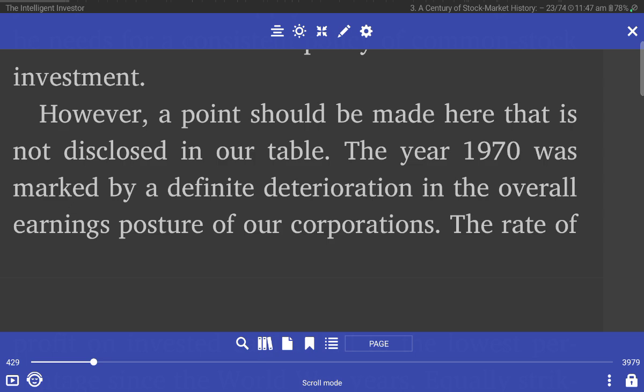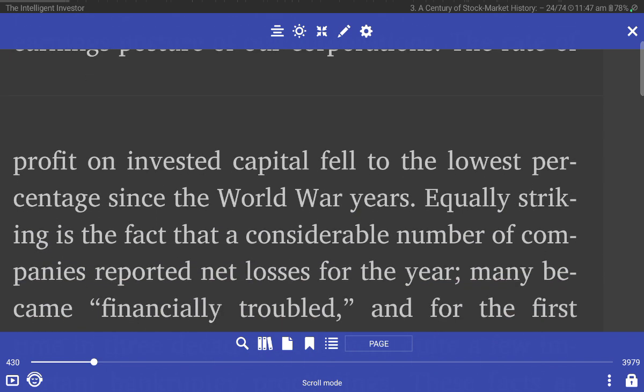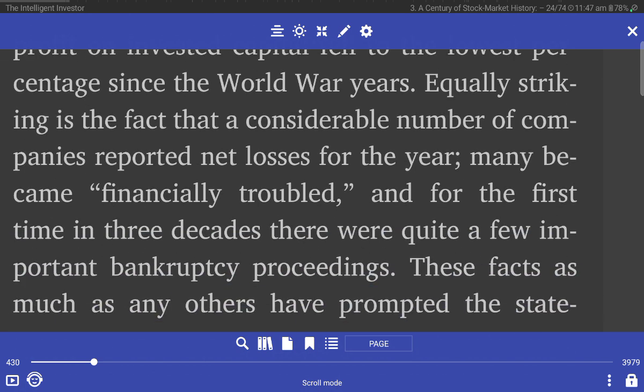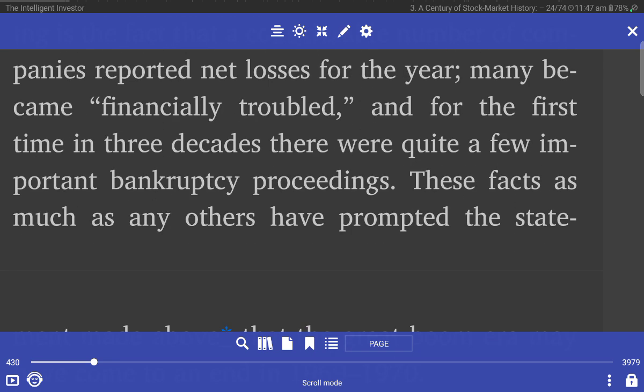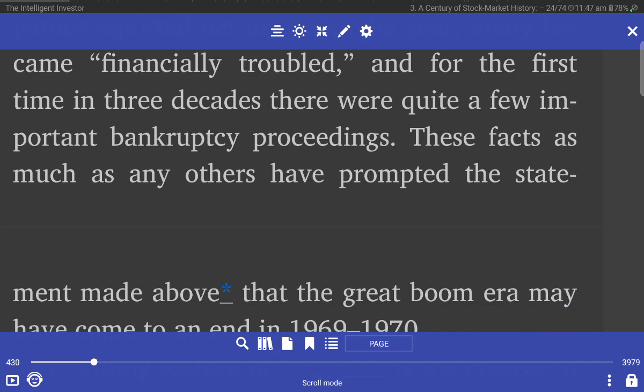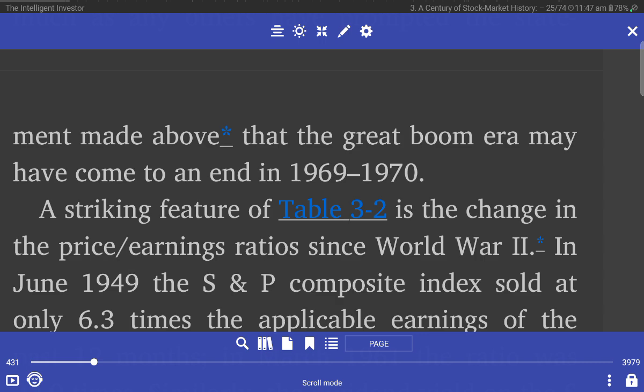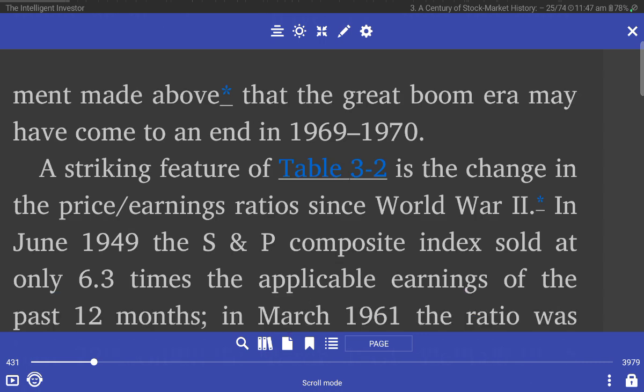The year 1970 was marked by a definite deterioration of overall earnings per share of the composite. The rate of profit on invested capital fell to the lowest percentage since the World War II years. As a fact, a considerable number of companies reported net losses in the year, and many of them were financially troubled. And for the first time in three decades, there were quite a few important bankruptcy proceedings. These facts and much more have prompted the statement made above, that the great boom era may have come to an end in the 1960s and 1970.